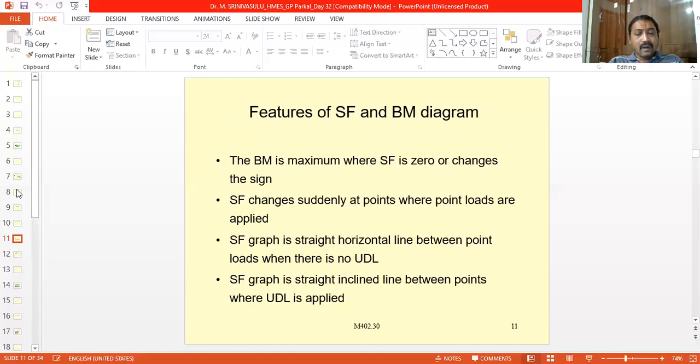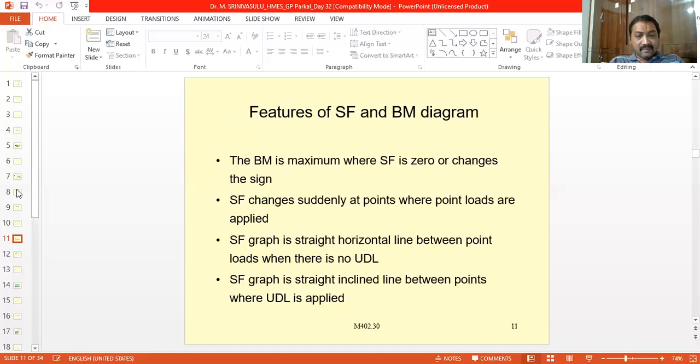Then SF changes suddenly at points where the point loads are acting. Wherever the point loads are acting, the value of the shear force suddenly changes, suddenly increases, or sometimes it may decrease depending on the direction of the load acting. Therefore the SF changes suddenly at the points where the point loads are acting.